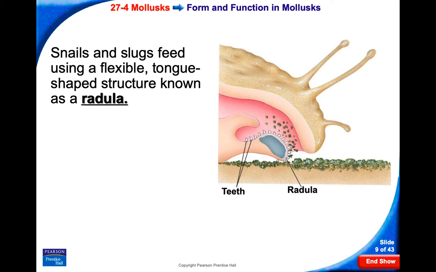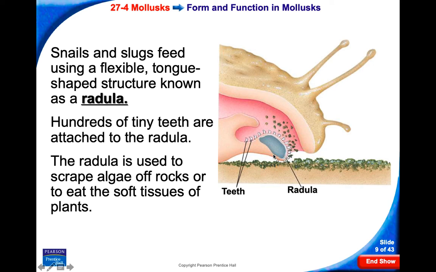If we're talking about a mollusk that's a herbivore, like some snails and slugs, they'll use that radula to scrape off algae from rocks or to eat the soft tissues of plants. However, there are some mollusks that are carnivorous, and they have modified radulas that they might use to either drill through the shells of their prey or tear up and swallow the soft tissues of their prey. So radulas are not just found in herbivores, they're found in carnivores too.